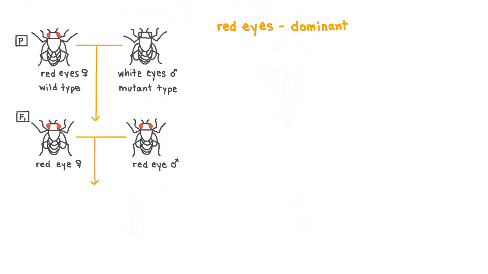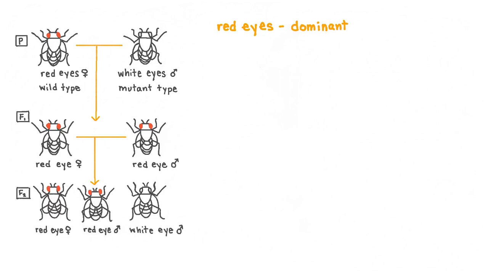He then crossed the males in this generation with the females. Among the offspring from this cross, or the F2 generation, 75% had red eyes and 25% had white eyes, which is what he had expected based on a dominant recessive trait. However, he was surprised to note that, once again, all the white-eyed flies were male and there were no white-eyed female flies. This led him to believe that the gene for eye color was carried on the X chromosome. But how did he reach this conclusion?